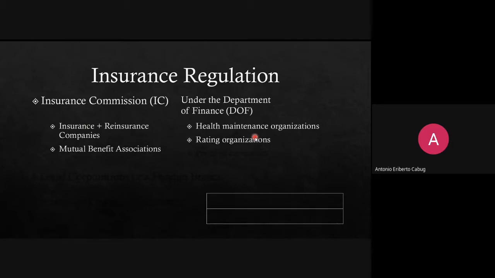Then recently, ratings organization. Ratings organization are those that provide ratings to potential borrowers. They provide the ratings. Sa Philippines, hindi ko lang alam kung meron tayong ganun. Pre-need companies recently are also under the watch of the Insurance Commission.